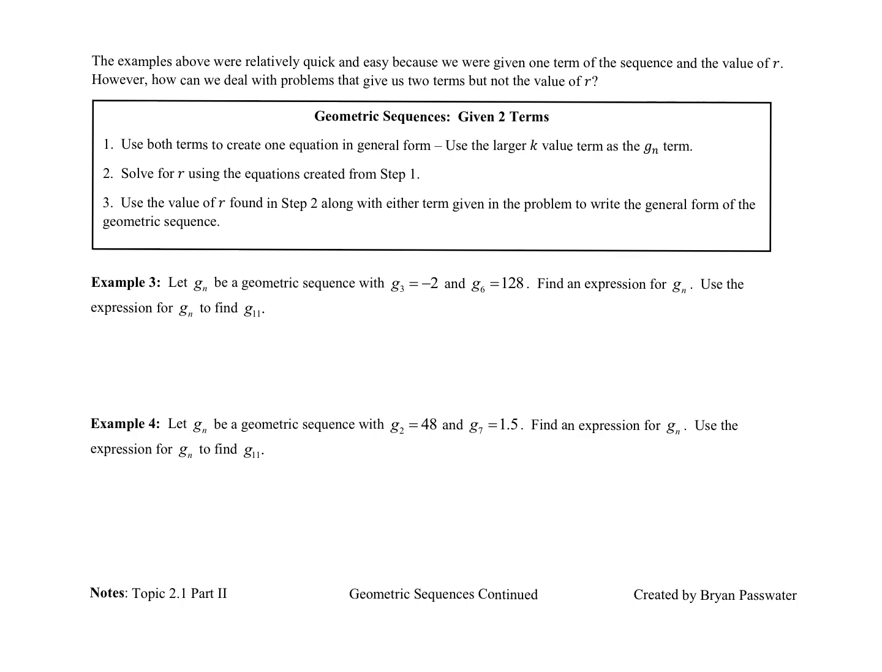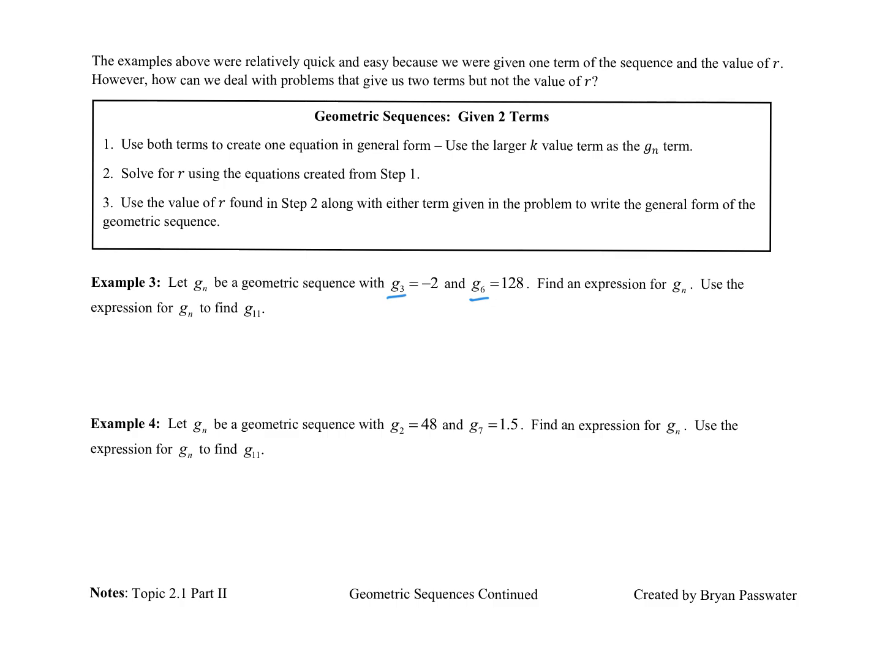So in example 3, we're going to have g sub 3 equals negative 2 and g sub 6 is equal to 128. And eventually we're going to find g sub 11. This is very similar to our arithmetic sequences. However, it's not as quick, and a ratio is actually being multiplied each time. The way we're going to do it is we're going to find which one's second, g sub 3 or g sub 6?